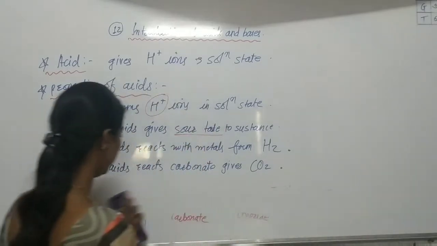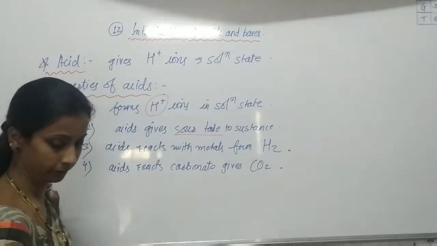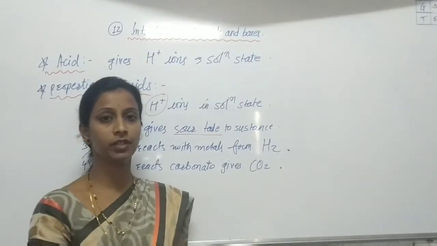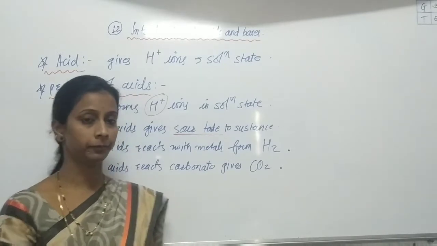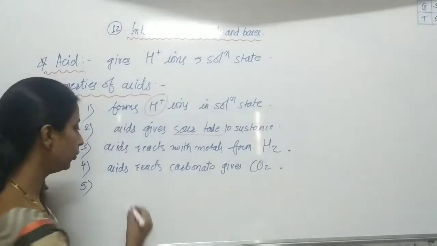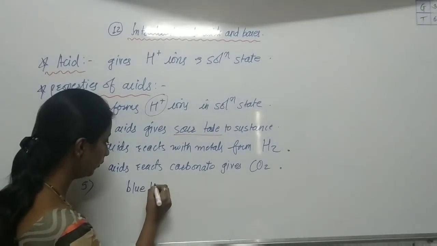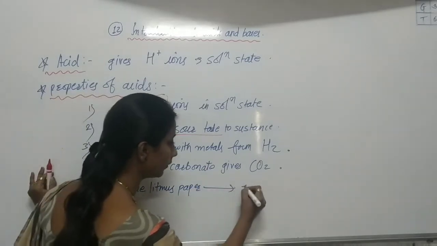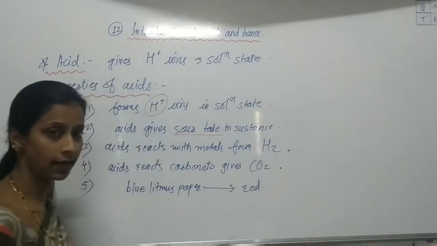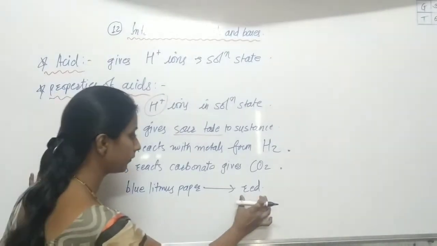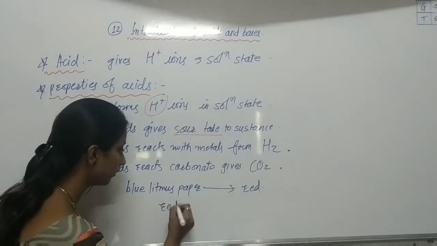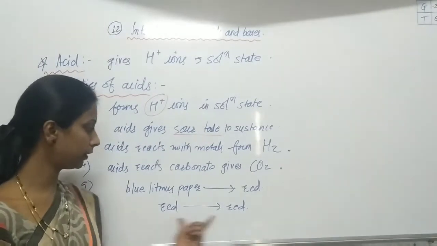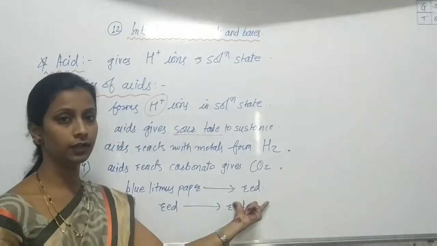Now let us study the last property. We have seen litmus paper, an indicator. These are blue and red in color. In acids, blue litmus paper turns red and red litmus paper remains red. In acid, red litmus paper remains red and blue turns into red.